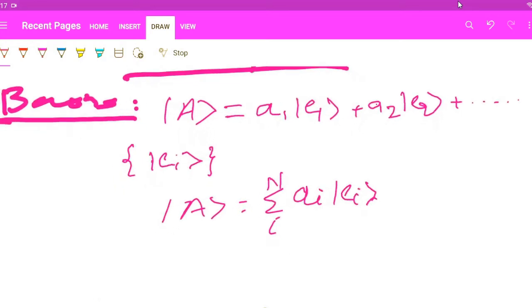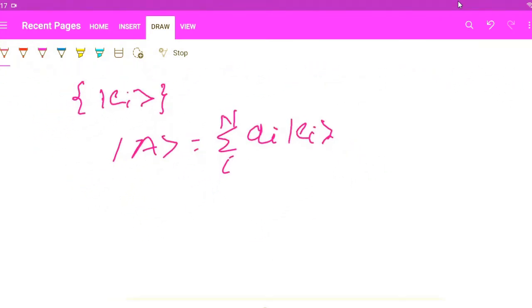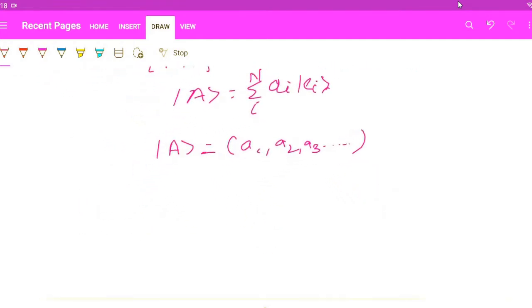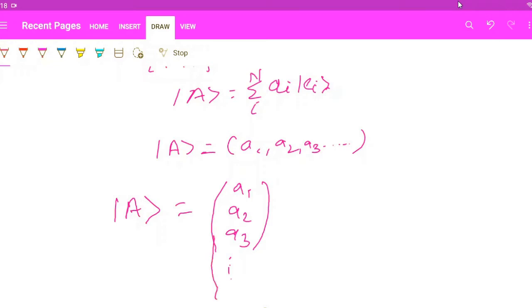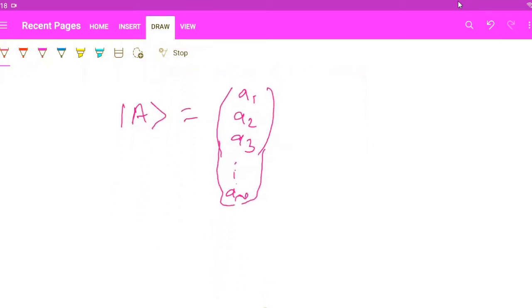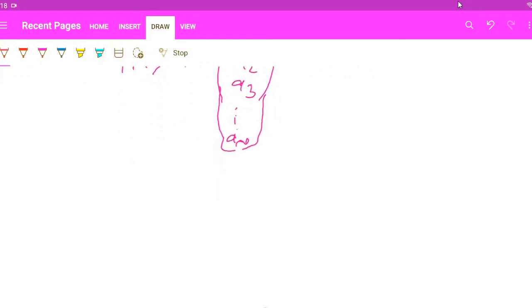And then we discussed that, since we can represent this in basis S, I can represent this vector A as a series of coefficients A1, A2, A3, and so on and so forth. In the case of vector spaces, a vector A is represented by a column matrix, something like A1, A2, A3, up to AN. We will be discussing more about this representation of vectors in terms of column matrices. For the time being, let's focus on our next topic.